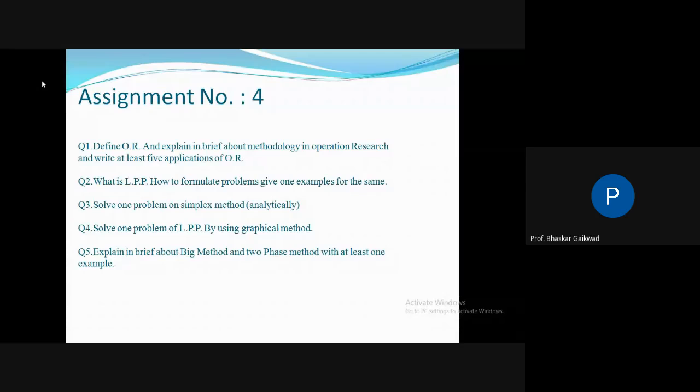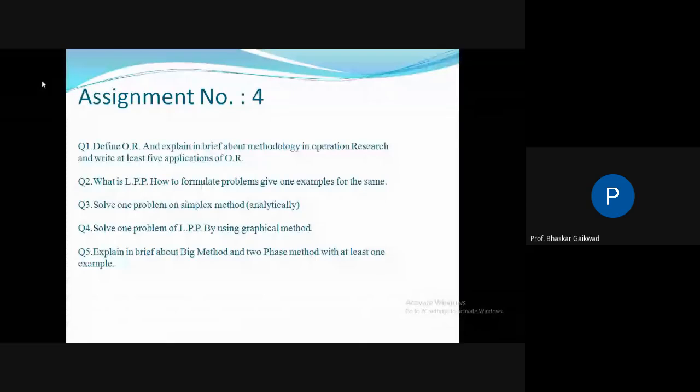Then question number 2 is: what is LPP? This is actually linear programming problems, which means the mathematical equations should be linear. By using this, you have to formulate problems and give one example for the same. So the initial stage is the formulation of the problem. You have to mention what LPP is. After that, you can take one example and with the help of that example formulate the problem, and if possible you can solve that problem. This is the answer expected for question number 2.